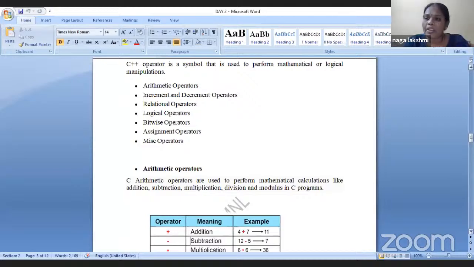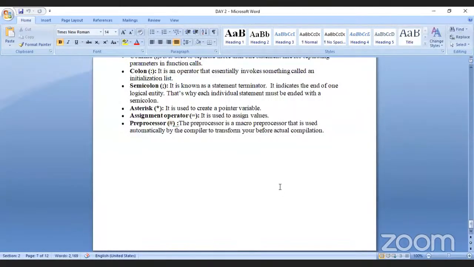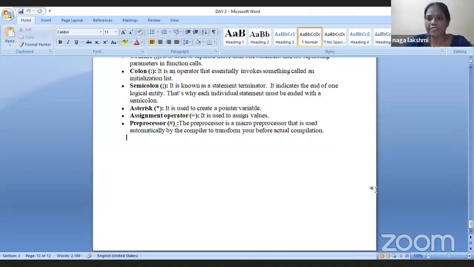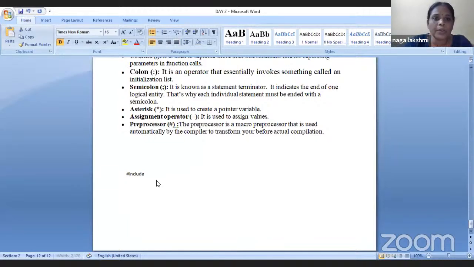Now coming to the structure of the program. Everyone could see the screen, right? Okay, fine. When you are writing a C program, first what do we have to write? We have to include header files. Why are we including them?